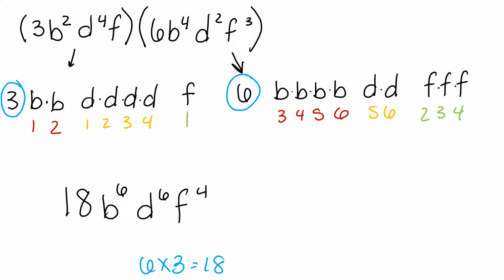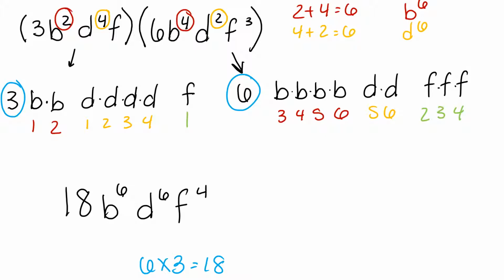If you wanted to use the shortcut method, it would still work. We would add up our exponents with the base numbers that match. So b squared and b to the 4th. 2 plus 4 is 6. That's where b to the 6th came from. We could add up the d's, d to the 4th and d squared, which is 6. So again, d to the 6th power.